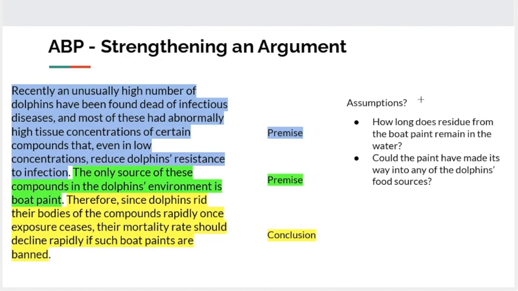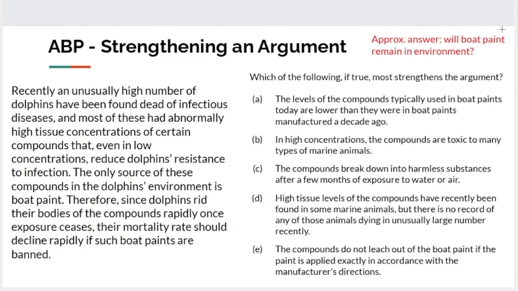Again, that kind of exercise of thinking about where the holes in the argument might be is really important, whether the question asks about strengthening an argument or, for that matter, weakening an argument. So our approximate answer, I think the key thing that both of those questions have in common has to do with how long the boat paint will remain in the dolphin's environment. So we can use that as we turn our attention to the answer choices.